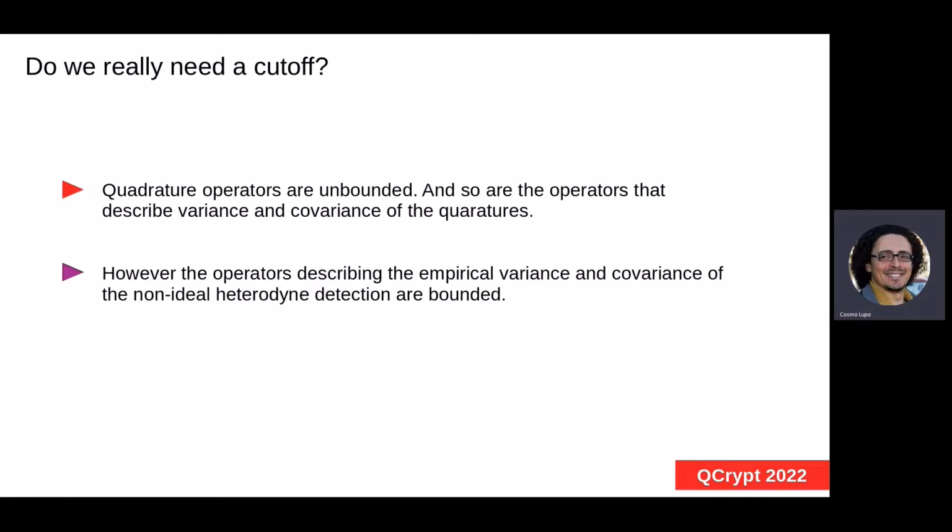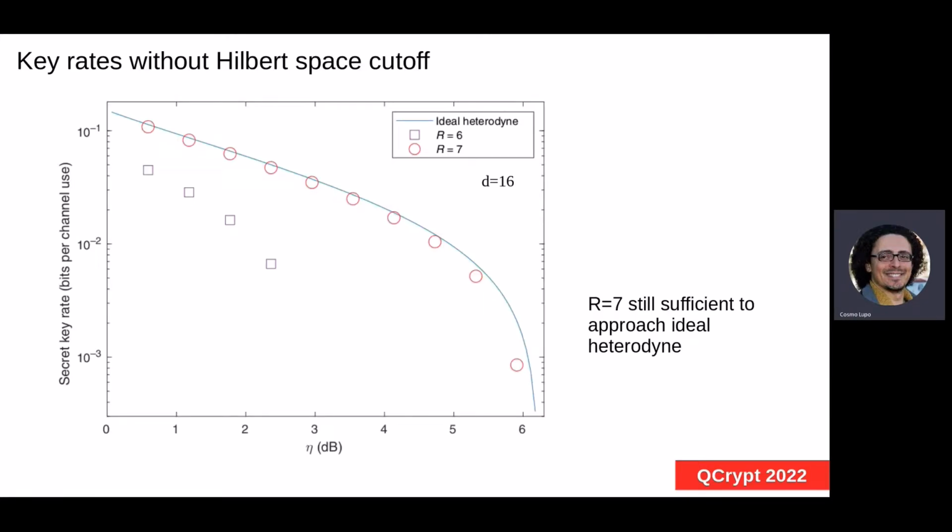Now, if we deal with quadrature operators, they are all unbounded, as we know very well. But the practical measurement that Bob is doing is not described by the quadrature operators, but by a bounded and coarse-grained version of them. And as a matter of fact, if you write down these operators for the covariance matrix, they are all bounded. So once we consider non-ideal measurement, the operators are bounded, and as a result, we don't really need the cutoff in the Hilbert space. So we can just massage the semi-definite programs a little bit, and we will write new versions which do not depend on a cutoff anymore.